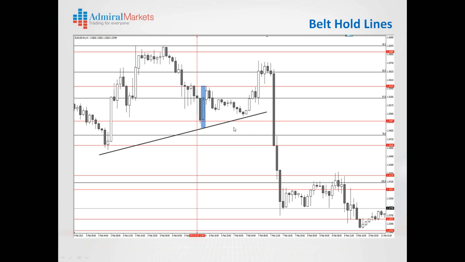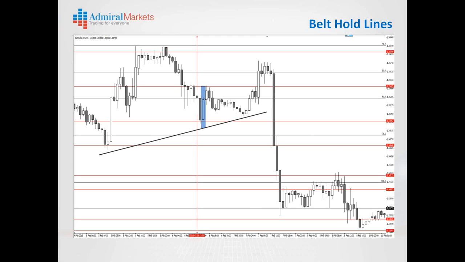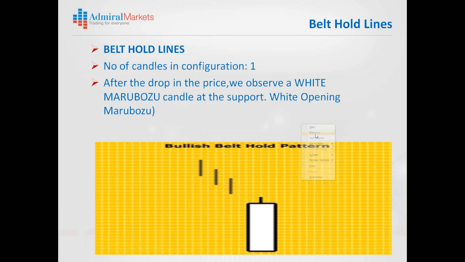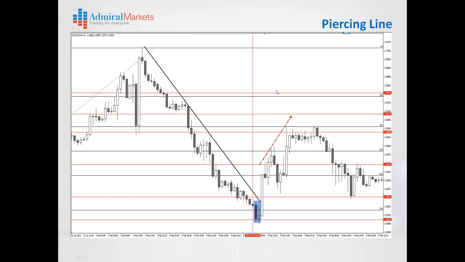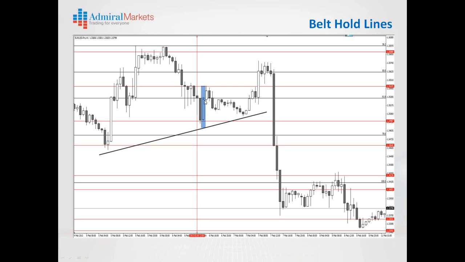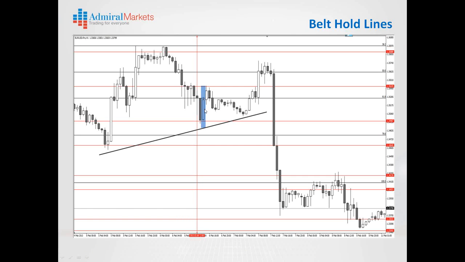You see, price drops into support, then it was immediately rejected by a white Marubozu candle. This candle is very important for this pattern, the white opening Marubozu candle. And the key here, Tarantula, is that, I went backwards, sorry, is that the close of this one-hour candle is very near the high.